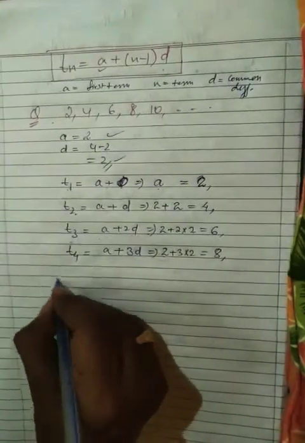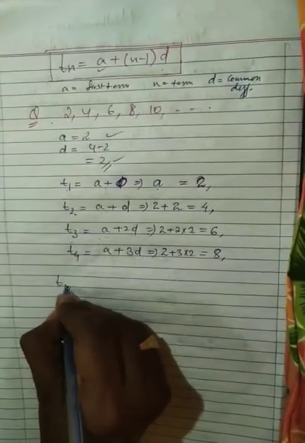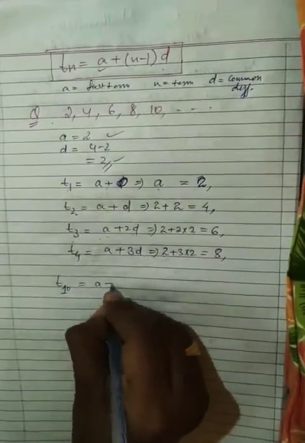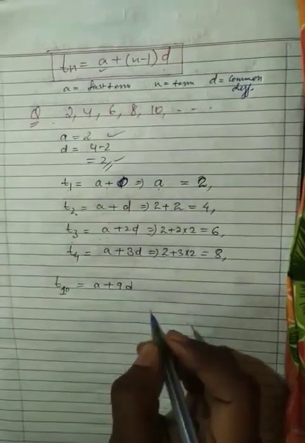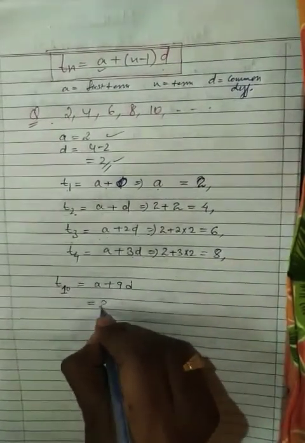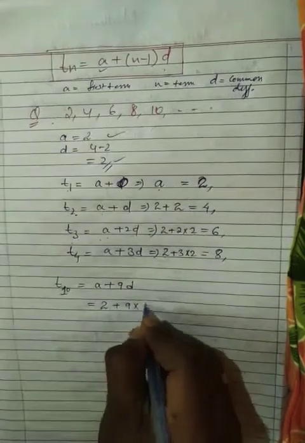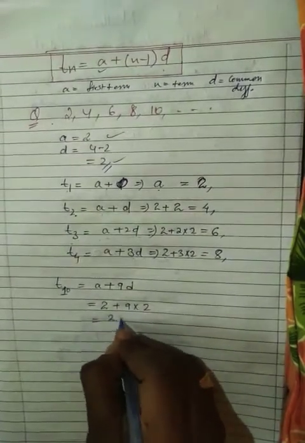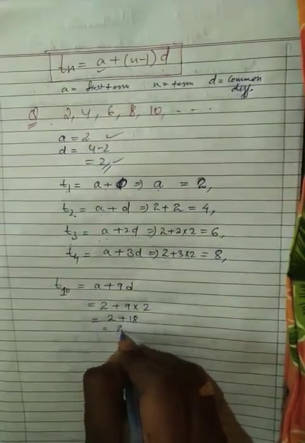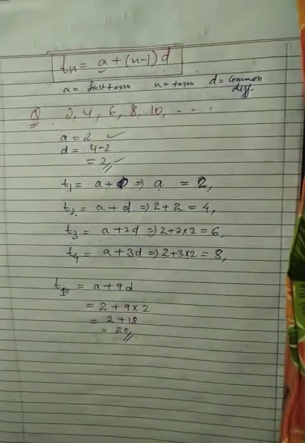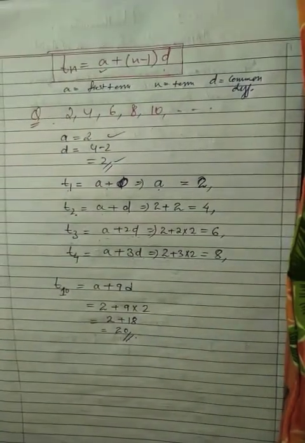If I want to calculate T10, let's say, it will be what? A plus 9D first thing. So what is A given? 2. 2 is A, plus 9 into D, D is 2. That will give you 2 plus 9 into 2, which is 18, how much? 20. Clear? So this is how we can calculate a term in an AP series.